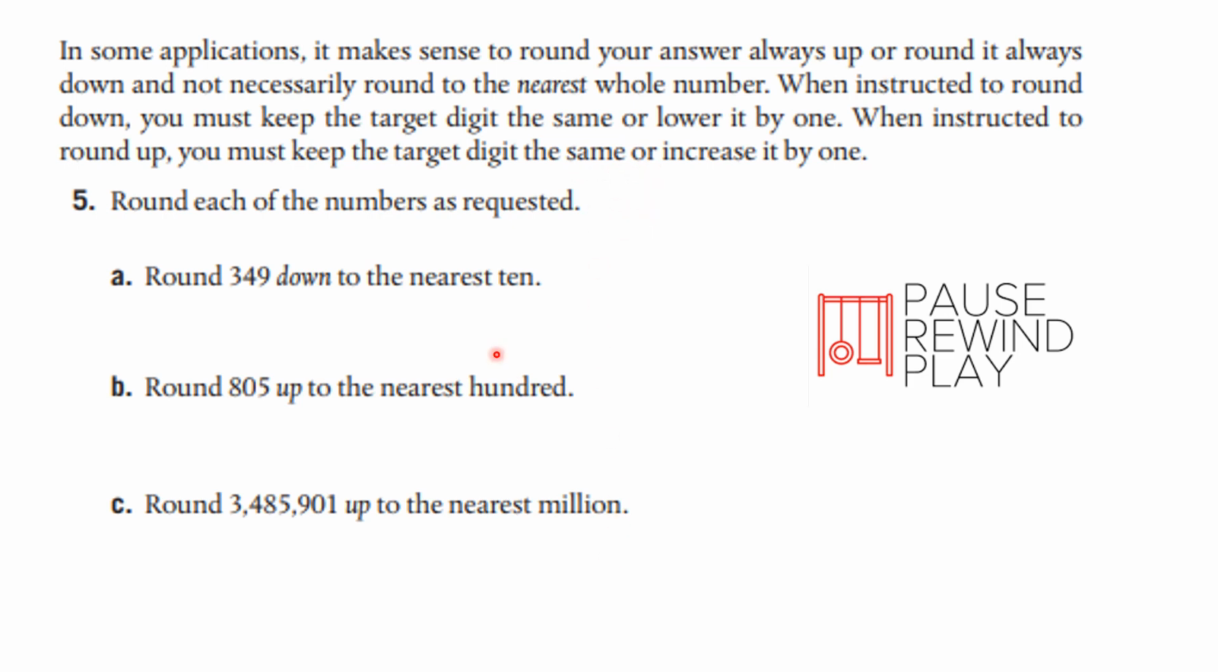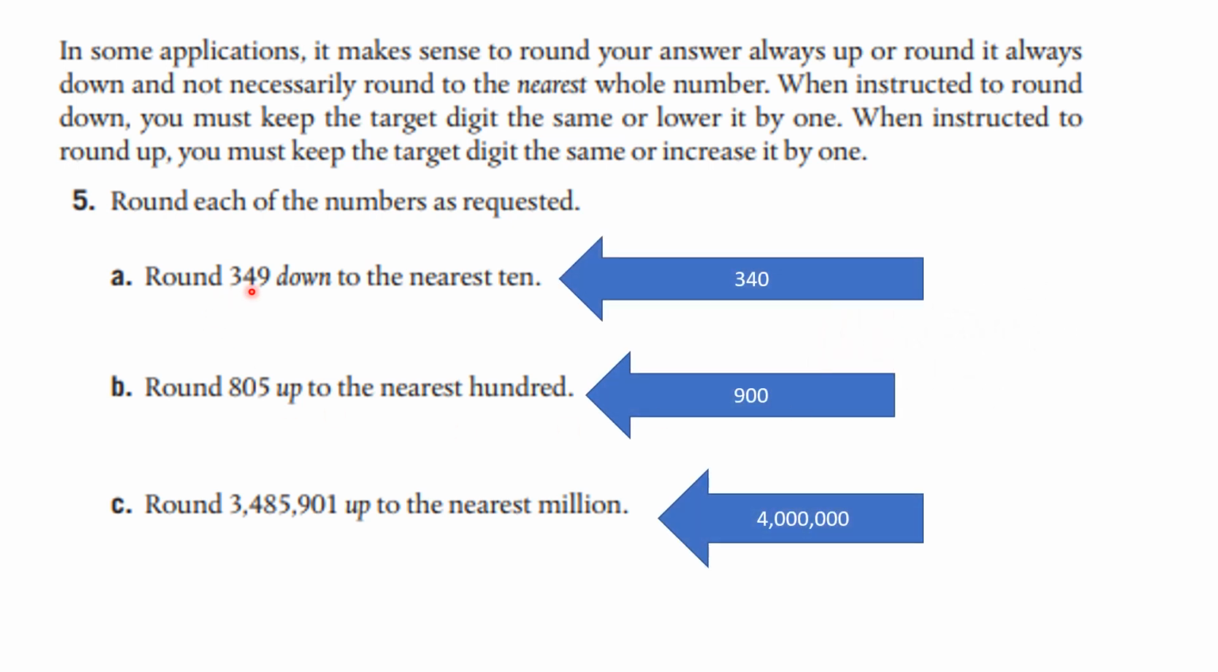Here's a problem for you to do. Round each of these numbers as requested. Please pause the video and give this a go. Let's see how you do. So if we round this down to the nearest 10, we're rounding down, so we take this down to 340. If we're rounding this up to the nearest 100, you go to 900. If you're rounding this to the nearest million, we're rounding up, you round to 4 million.